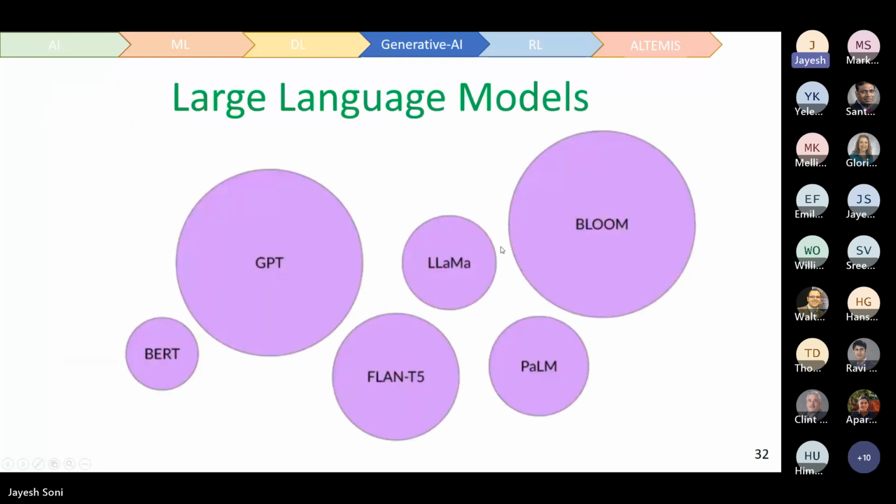Before that, as you can see, these are the different large language models available right now, starting from BERT to GPT to PaLM, Bloom. These are different large language models, and the size is nothing but the number of parameters that the model has, and that has been trained on a large data set.